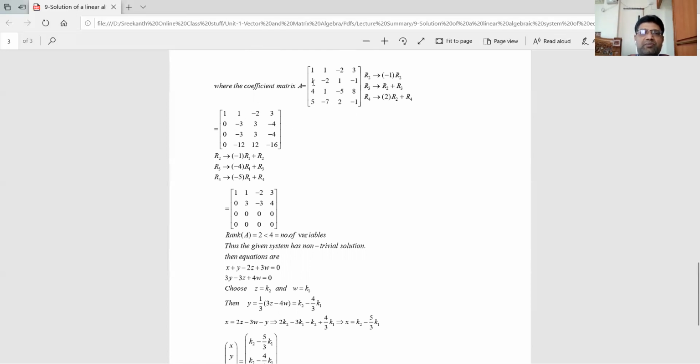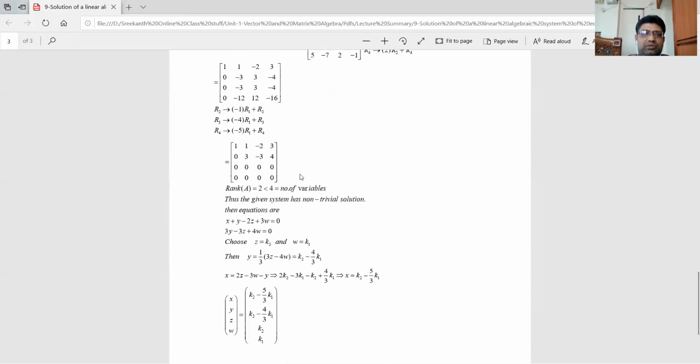So what is the procedure? I will subtract R2 minus R1, R3 minus 4 times R1, R4 minus 5 times R1. Okay, if you do those operations, we will get 1 0 0 0 like this. Now if you make the remaining entries also zero, it is in the echelon form clearly. So what is the rank of this matrix? It means the number of non-zero rows. How many non-zero rows? 2 non-zero rows are there.